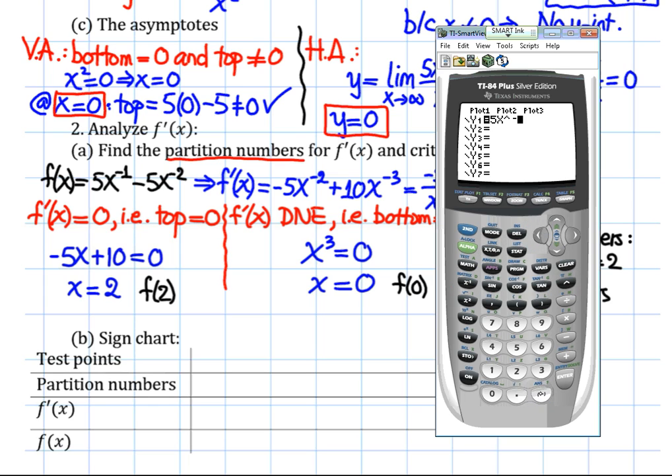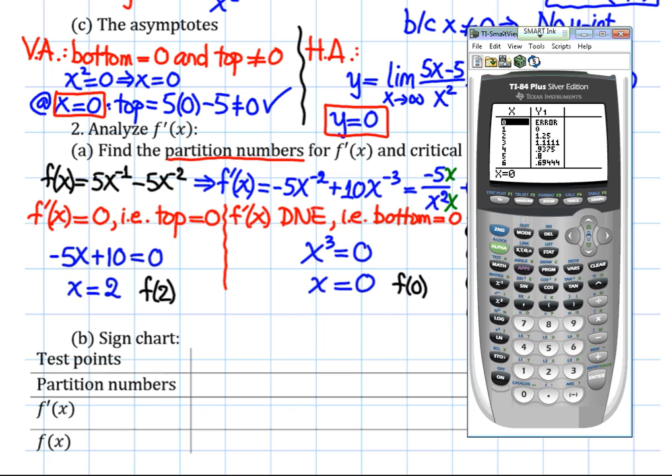I should say negative 1 minus 5x to the negative 2. And then we need the values of the function at 2 and 0, so we can hit second graph, and at 0 it is undefined. Move to the right side a little bit, and at 0 it does not exist or it's undefined. At 2 it is equal to 1.25. This is one way to do it.